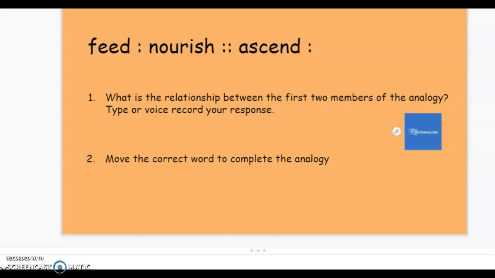When you know, you will type or voice record the relationship between feed and nourish. The dictionary.com link will also take you right to the site if you need to look up what feed, nourish, or any other words on the slide are, to help you determine the relationship.